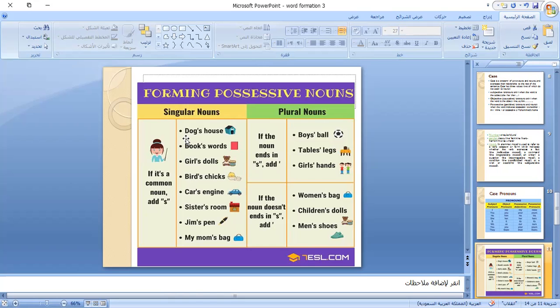Book's, word's, another one. Girl's doll. All of these are possessive s with singular nouns. What about possessive s with plural nouns? Now, when you say boys, plural word, you see, this s is not the possessive. There is no apostrophe, but there is an apostrophe after the plural s, which is boys', balls. But look at boys.